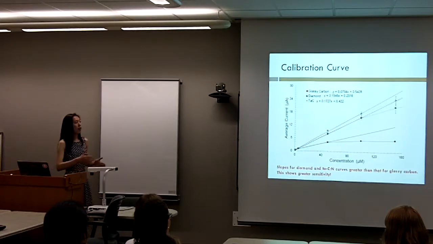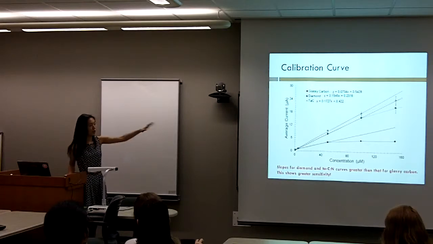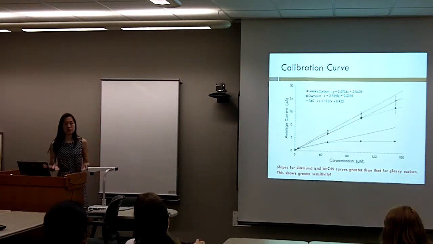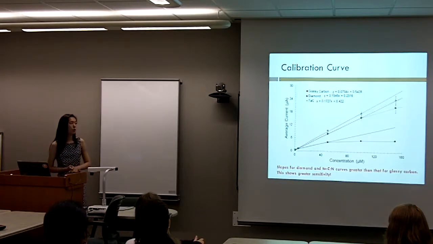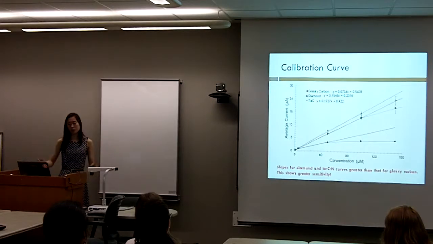In addition to that, you have something known as the linear dynamic range, which is the useful range of an analytical method. And you can kind of notice towards the end, the brownish curves are starting to slope off, and that's where it's reached the limit of linearity. So beyond that, it's not very good at detecting it because the slope is no longer linear. And it's not immediately obvious from this graph, but glassy carbon has a much higher detection limit than both diamond and TAC. So diamond and TAC can detect a wider range.